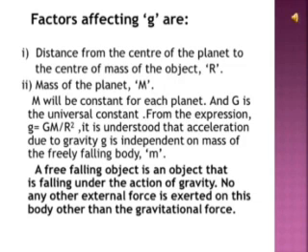From the expression g is equal to G M divided by R square, it is understood that acceleration due to gravity g is independent of the mass of the freely falling body, small letter m. What do you mean by a freely falling body? A freely falling object is an object that is falling under the action of gravity. No external force is acting on this body other than the gravitational force.